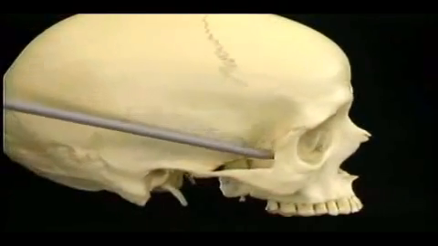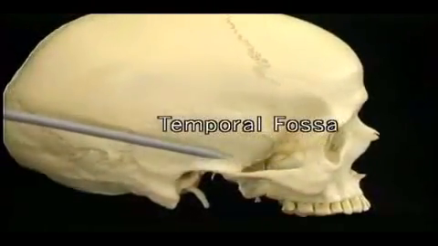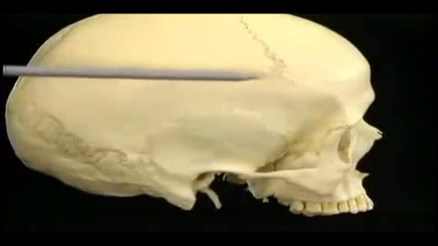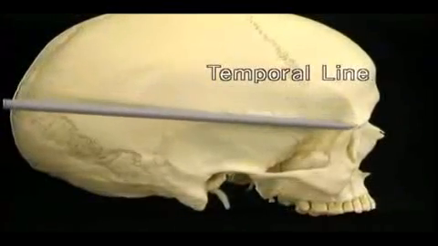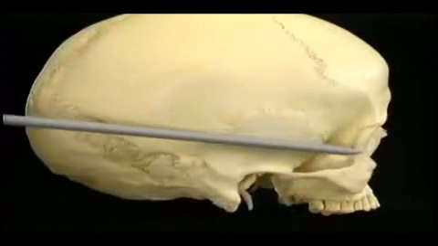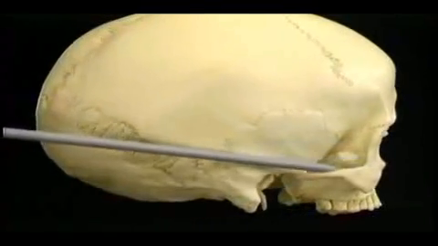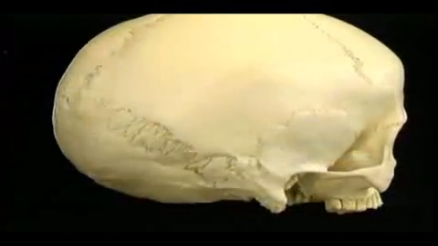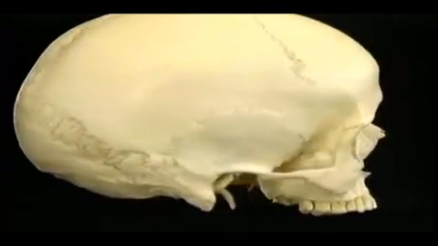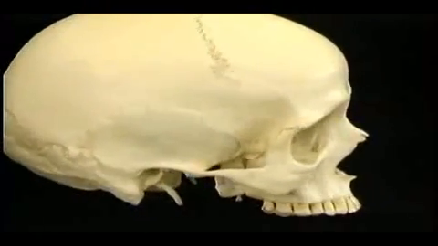The deepening hollow here is the temporal fossa. It's enclosed by this ridge, the temporal line, by the lateral orbital margin, and by the zygomatic arch. The temporal fossa contains the large temporalis muscle.